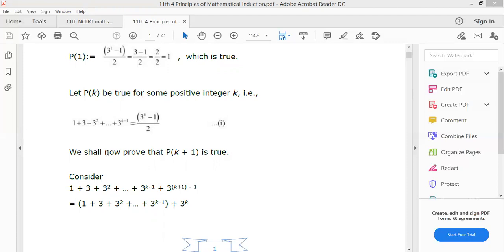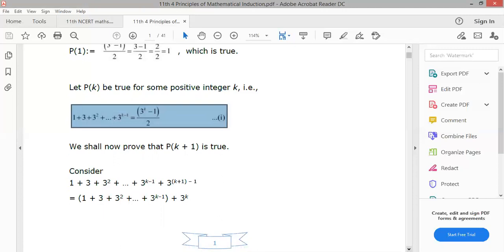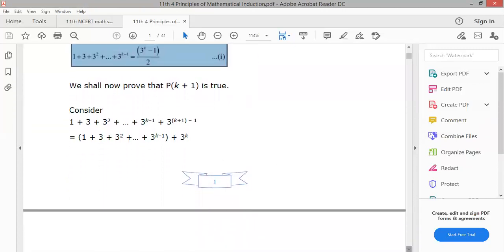Let P of k be the statement, where k is a positive integer, and we have 1 plus 3 square plus dash and dash plus 3 raised power k minus 1, that's equal to (3 raised power k minus 1) divided by 2. We suppose this is true, and on the basis of this assumption, we will prove that the result is true for n equal to k plus 1.